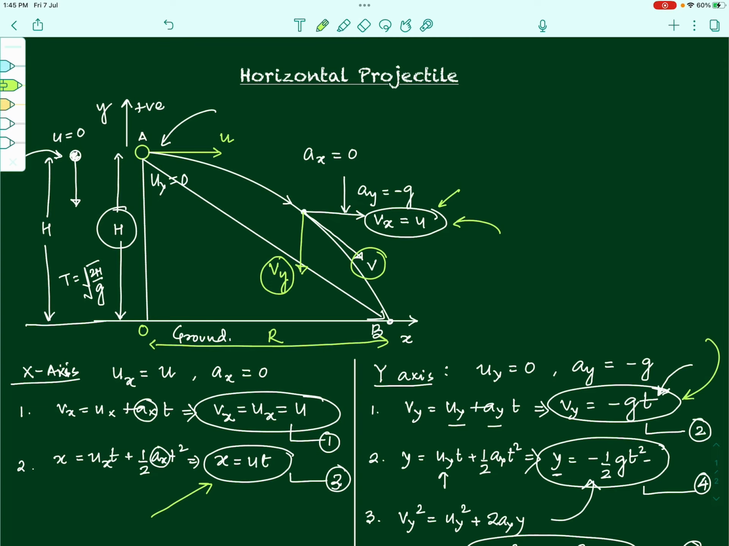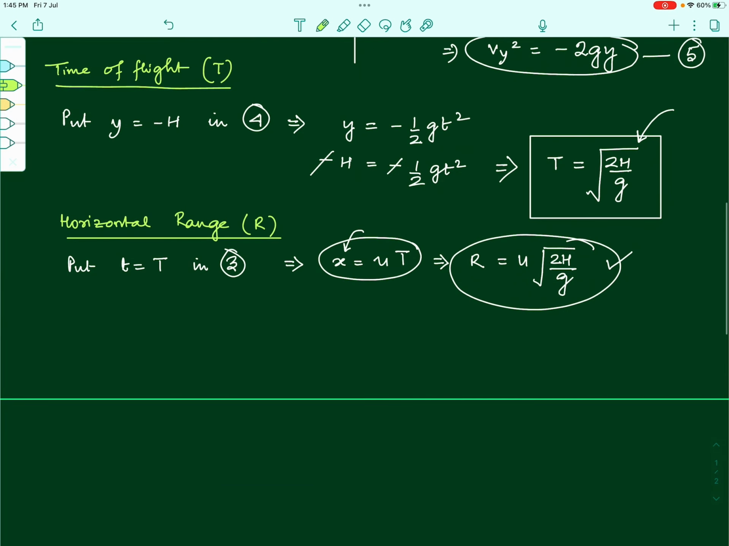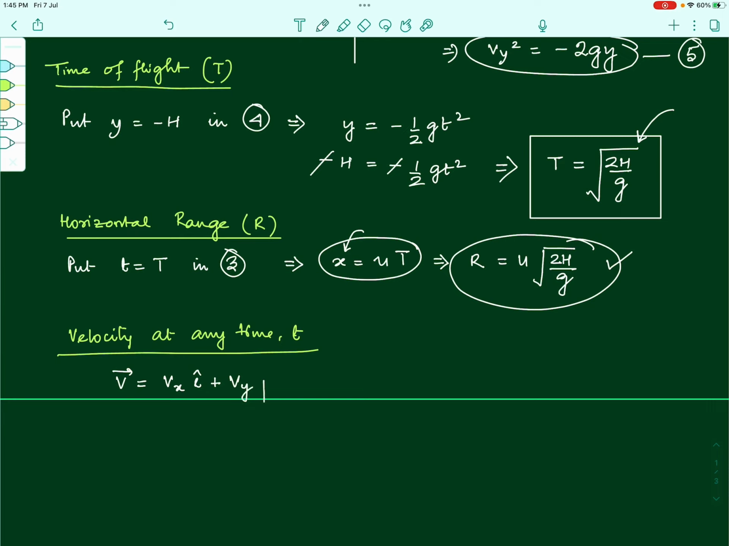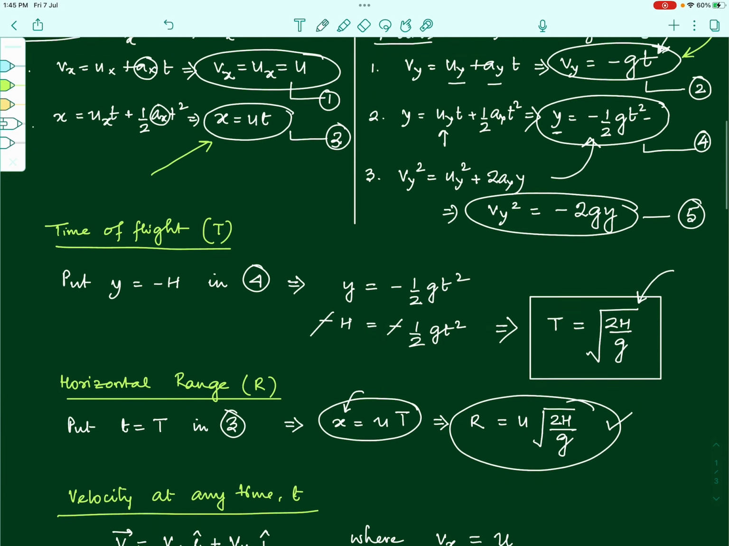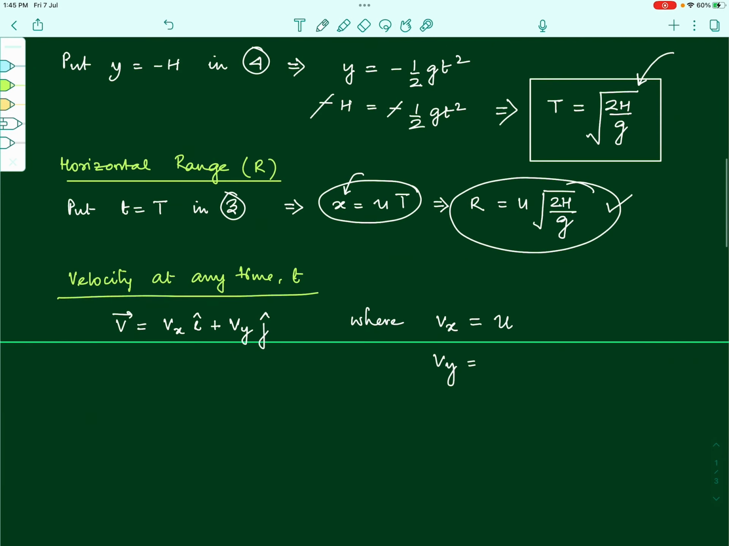So when we try and do that to get the final velocity, or velocity at any time t for that matter, can we say that we can write that velocity as vector v is equal to vx i cap plus vy j cap in the vector form, where we know that vx will always be the same as u, initial velocity, and vy will come from the second equation, vy is minus gt. Let us use that here, right?